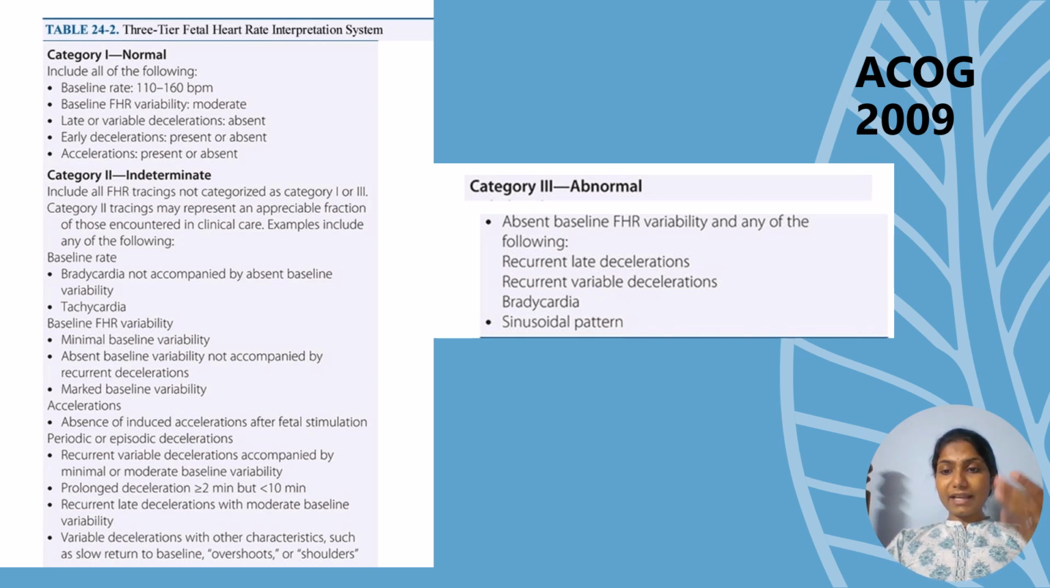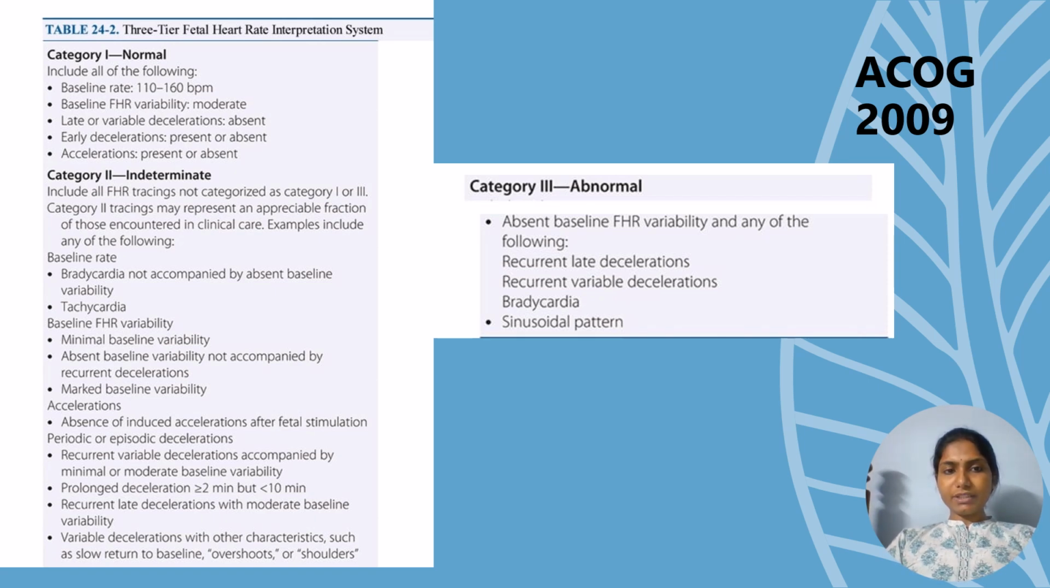So though the accelerations are absent, if the beat to beat variability is good and there are no decelerations, if the heartbeat is between 110 to 160, then definitely it's a normal CTG. Accelerations just depict the somatic activity and do not interpret the fetal acidotic state.